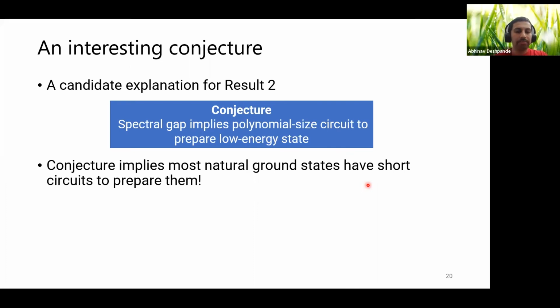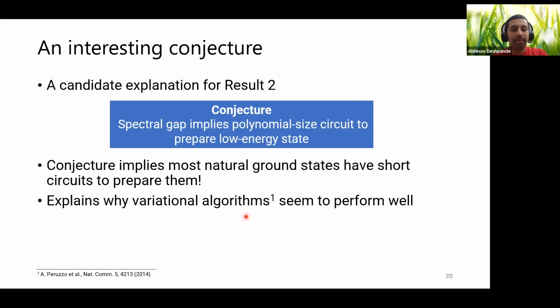And yeah, so this is good news for algorithms like the VQE, because if there exists some polynomial size circuit, that's like a prerequisite for VQE to work well. And maybe if you search hard enough, you are bound to find it.